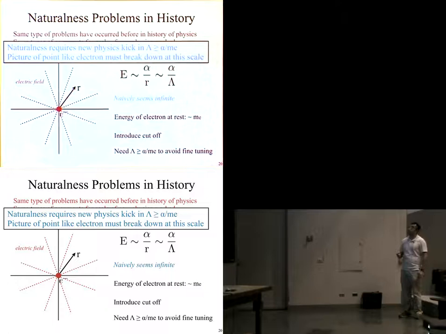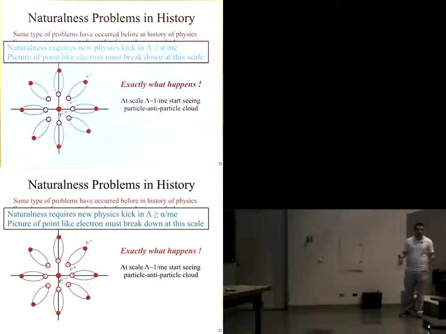Okay, so again, this is analogous to the naturalness arguments that we're using for the Higgs, and it requires new physics or a different description of what's going on in this picture to kick in at a distance scale that's alpha over m_e. Or just another way of saying it is our picture of this point-like electron must break down at this scale. Okay, and of course, as we know, this is exactly what happens, right?